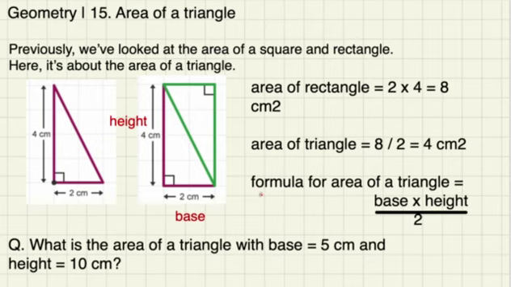And luckily there's a formula for this. The formula for the area of a triangle is the base multiplied by the height, all divided by 2. So what I'd like you to do is have a go at this question. What is the area of a triangle with base 5 centimeters and height 10 centimeters? If you put it on pause, give it a go, and then come back.